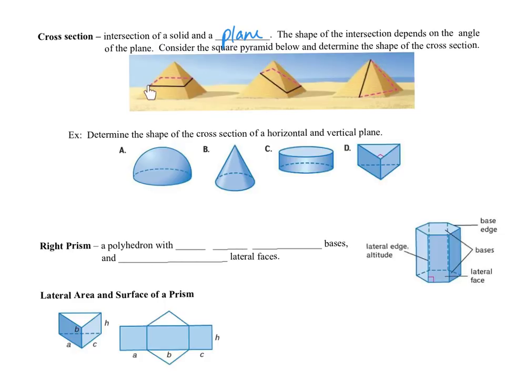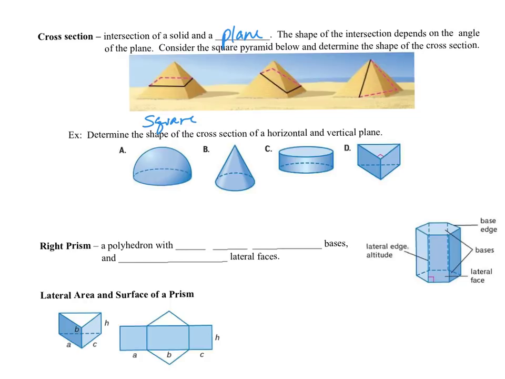We can see how this cross section, if you imagine a plane that's slicing through this pyramid, that plane is parallel to the base. So since it's parallel to the base, it's going to take on the same shape as the base. This is a square pyramid, so that means that this cross section would take on the shape of a square.